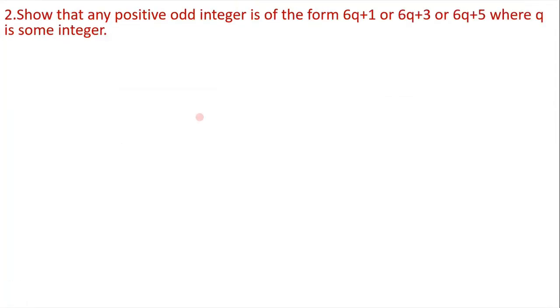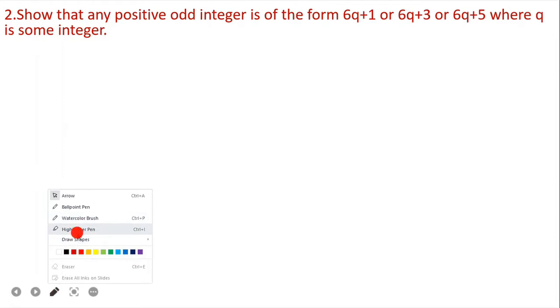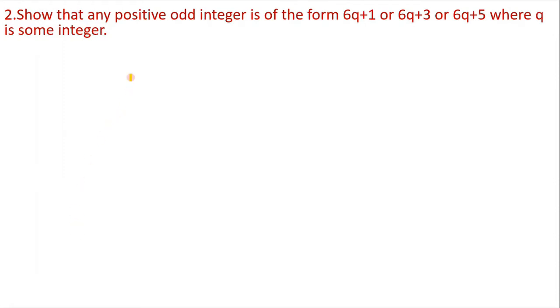Second problem. Show that any positive odd integer is of the form 6q plus 1, or 6q plus 3, or 6q plus 5, where q is some integer. We all know that the general equation of Euclid's division algorithm is a is equal to bq plus r, where the range of r lies between 0 less than or equal to r less than b.